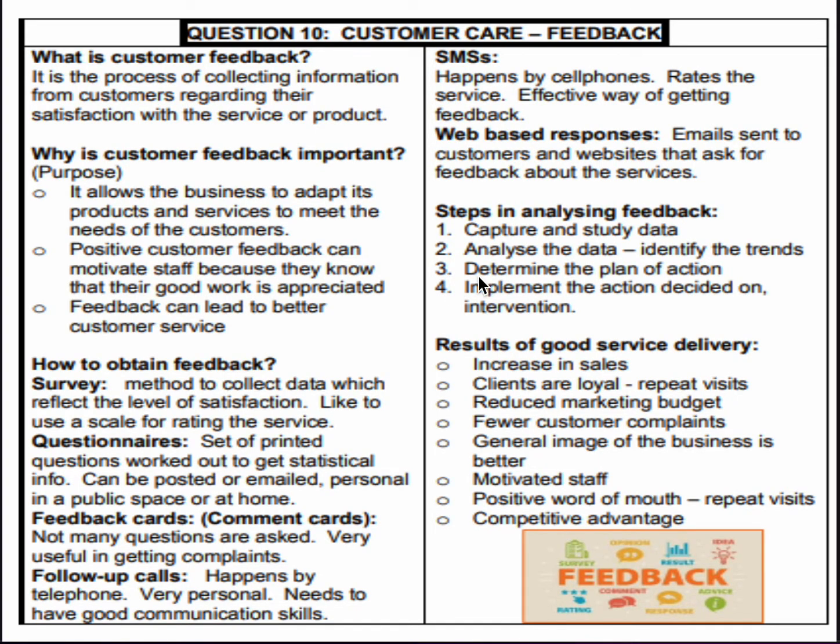The third one, determine the plan of action. Come up with a plan that will assist in improving the company, in terms of the things that we are lacking on. The fourth one, implement the action decided on. This plan will help if there is a similar problem: these are the things that the staff or the company should be doing in order to avoid this from happening again.